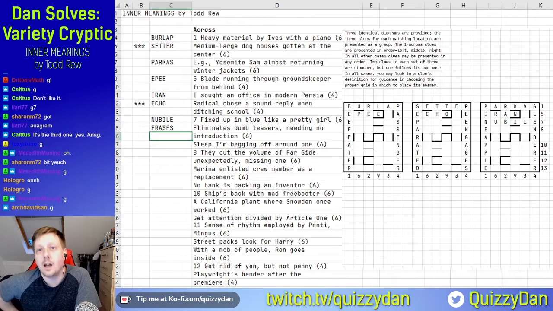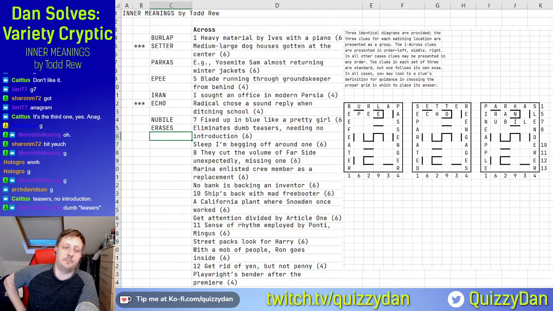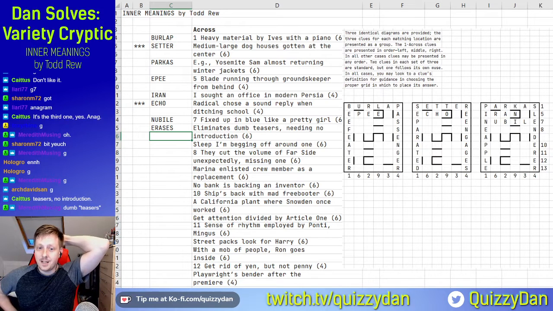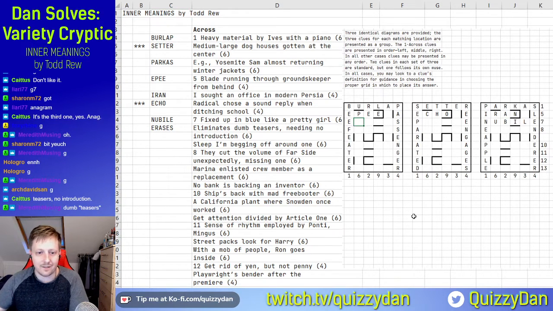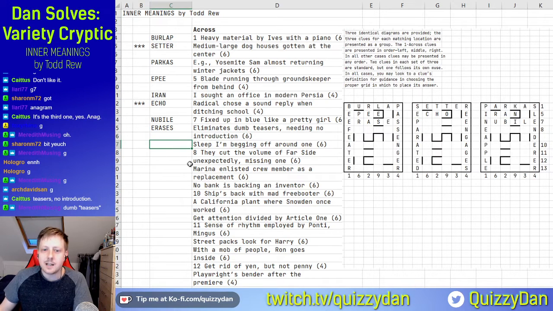Yeah, okay. So it's an anagram of teasers, but it needs no introduction, so we take the first letter off, take the T off, anagram of that, and you get erases. The definition is on the left-hand side, so we put it in the left-hand grid. Lovely little mechanic, that. Very pleased with that.